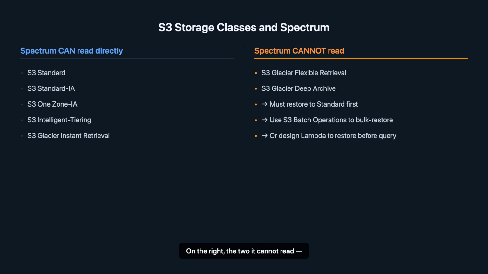On the right, the two it cannot read: Glacier Flexible Retrieval and Glacier Deep Archive. The fix: restore to Standard first. For bulk jobs, use S3 Batch Operations to bulk restore, or design a Lambda to restore before query, triggering the restore the moment a partition is about to be touched. Pick the pattern that matches your access cadence.